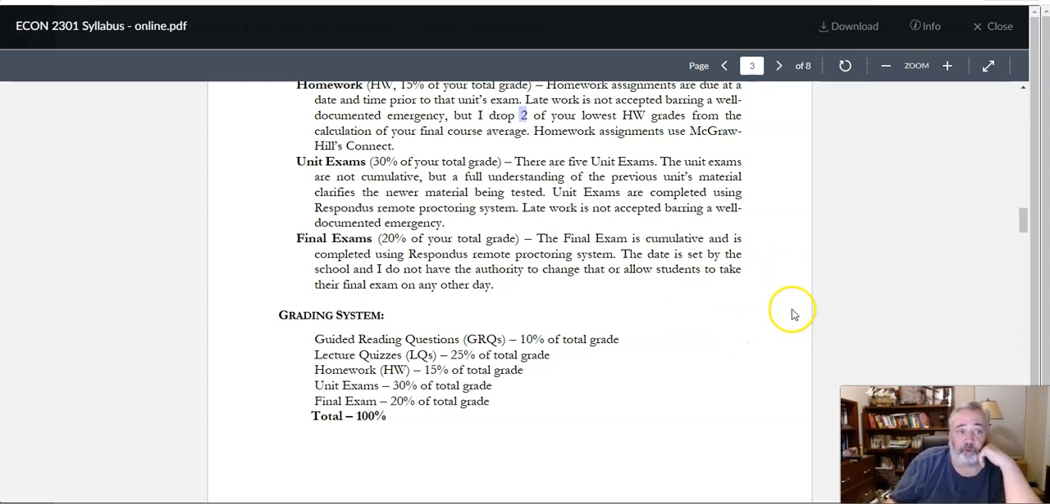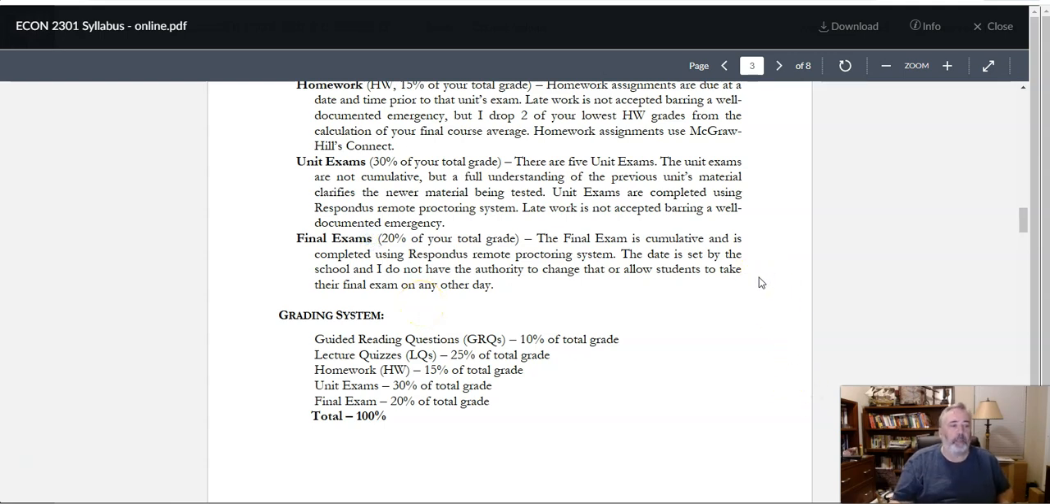So the unit exams are 30%, 5 of them, that's 6% each. Each one's worth 6 points. And the final exam is worth 20 points. Okay? Keep in mind, again, you're going to be using Respondus. That was the name of the software, I was trying to remember it. Respondus, the lockdown browser, folks. So that's what you'll use to proctor all your unit exams and your final exam. And I should probably not pluralize that. We only have 1 final exam in this class.